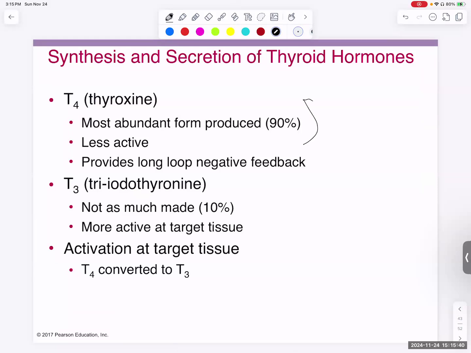Thyroxine is most common. It's a long negative feedback loop. T3, not as much, is more active at target tissues. T4 can be converted to T3 when needed.